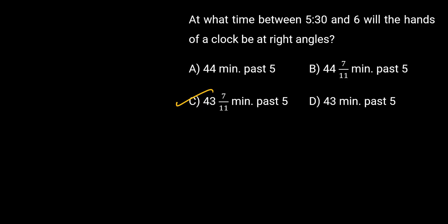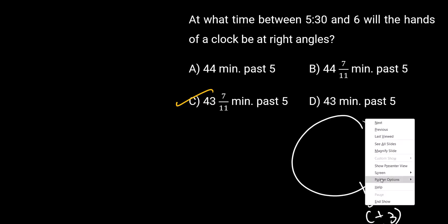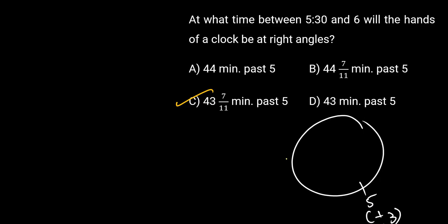Now see, this is what I'm discussing. Between 5:30 and 6 means we should start at 5. 5 plus 3 is 8, 5 minus 3 is 2. If they ask after 5:30, 8 only will come, no? Here it is 2, but I want to go for only 8, which means 43 7 by 11. After solving a couple of questions, you people can handle it very easily. Got it? 43 7 by 11. Good.